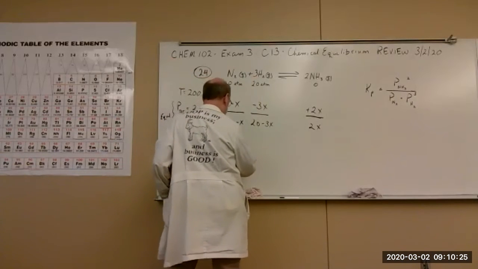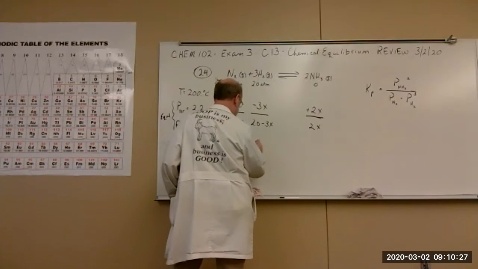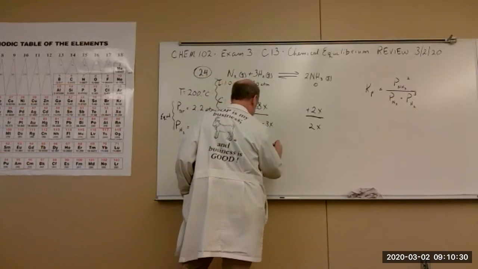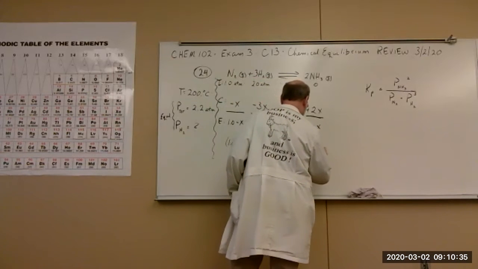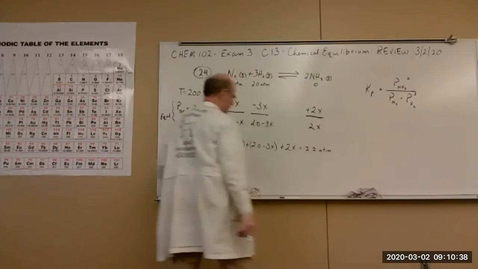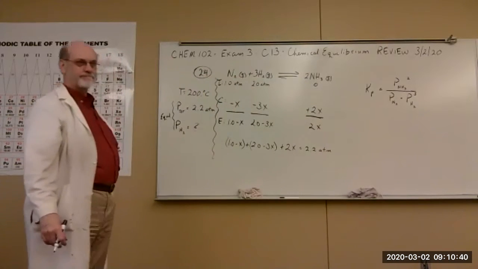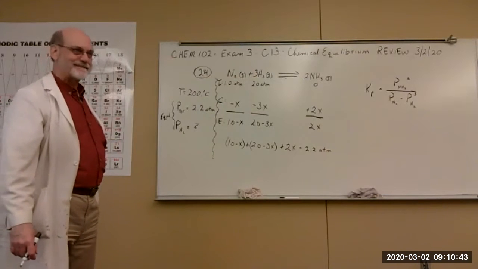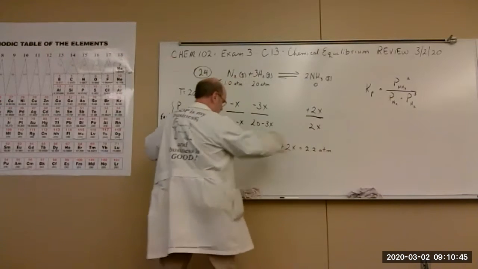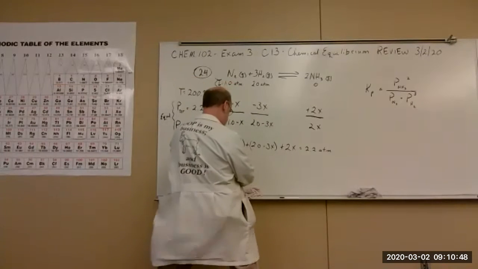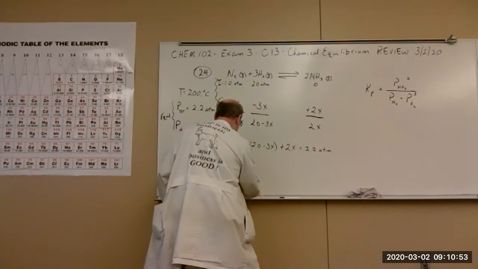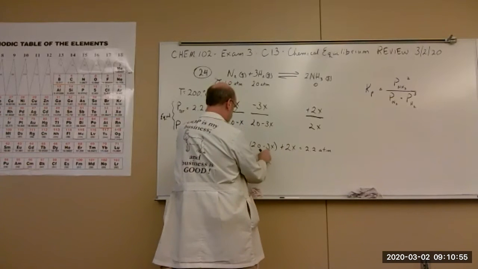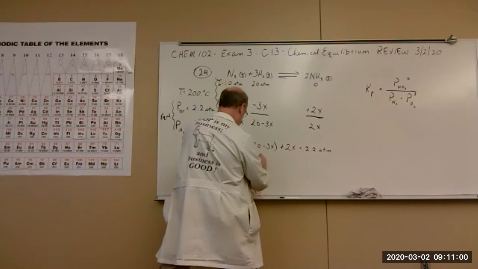So 1 minus x plus 2 minus 3x plus 2x equals 2.2 atmospheres. Okay? So let's combine all our values. 1 plus 2 is 3. That's it, 3. And then minus x and minus 4x plus 2x is plus 2x left over.